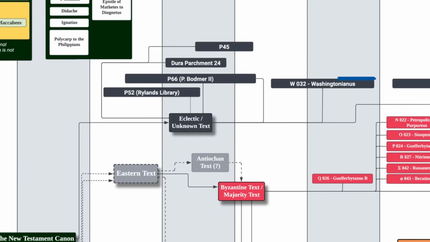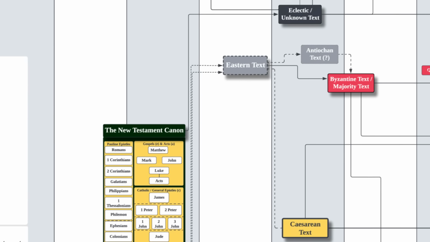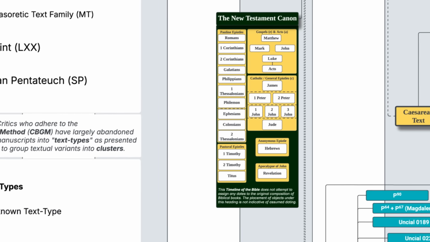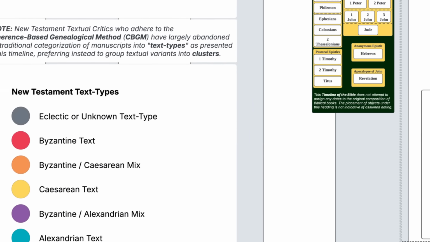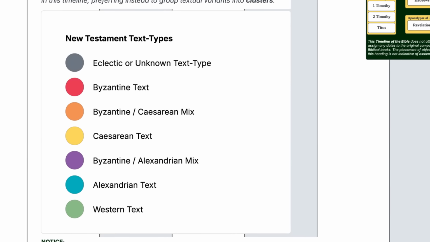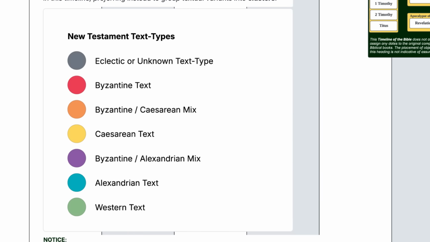Okay, now in addition to the Western, Byzantine, and Alexandrian text types, there's actually also a fourth potential text type that is shown on this chart as well. I didn't mention it earlier because it's more controversial, and there are no known manuscripts in this type until the 9th century.